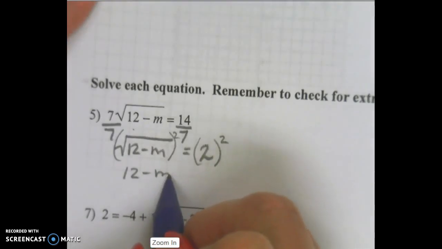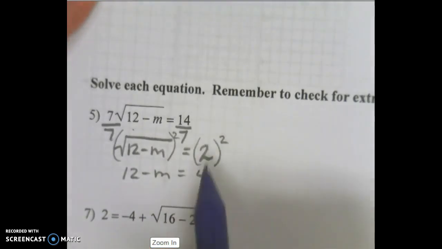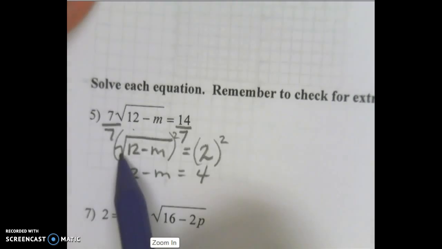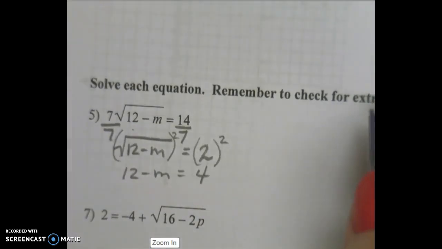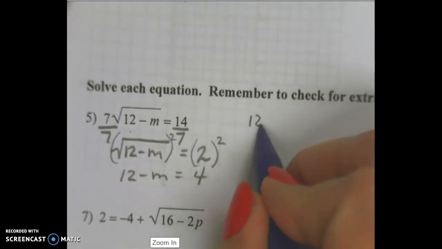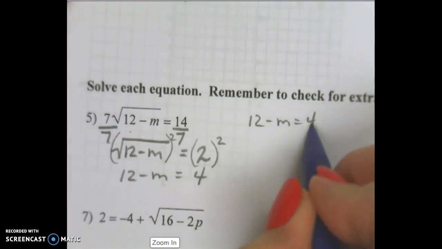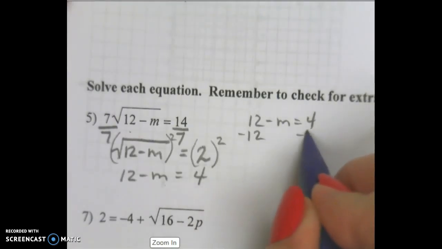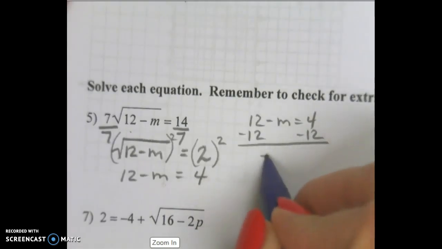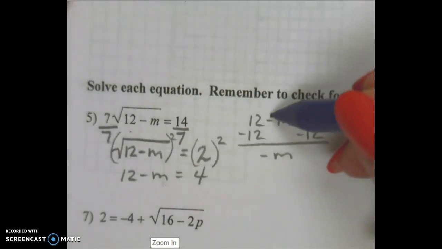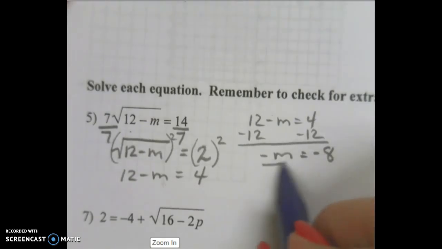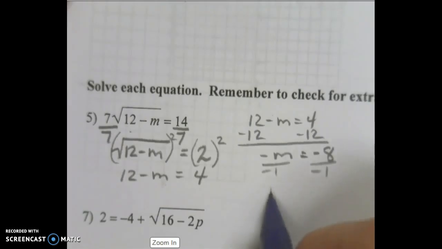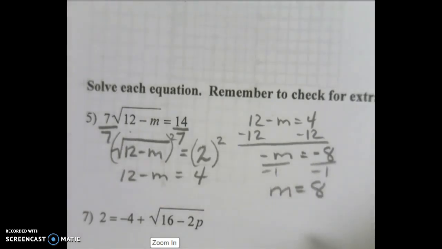12 minus m is equal to 4. When I square a radical, a square root, it drops away. So my problem, I've still got to solve for m. So 12 minus m equals 4. I'm going to subtract my 12 from both sides. Negative m, please be careful of your negative sign right here, is equal to negative 8. Divide by negative 1, and m equals 8.